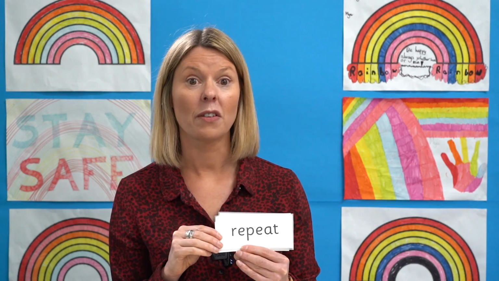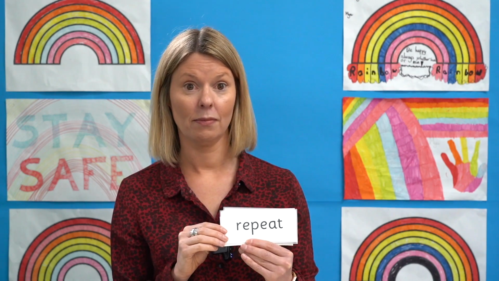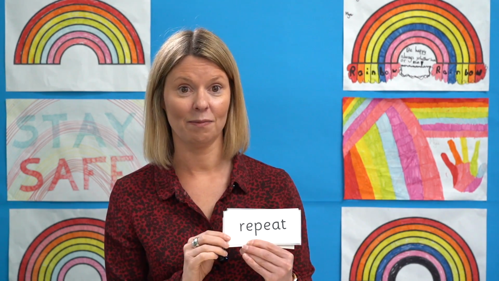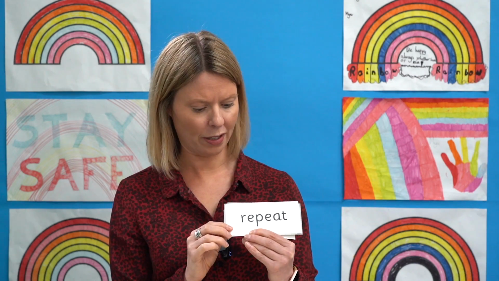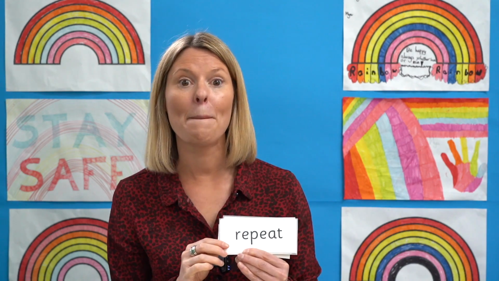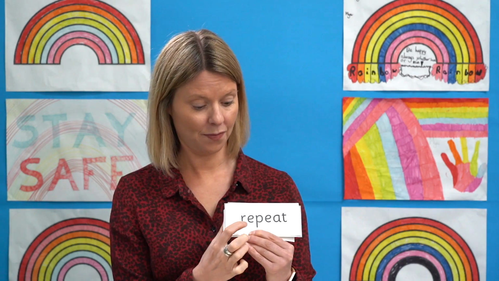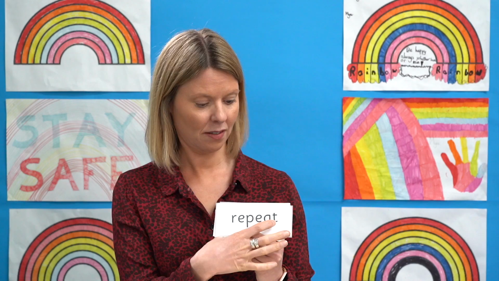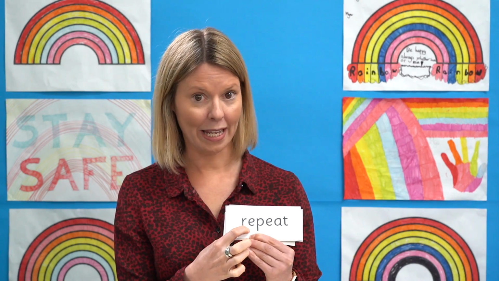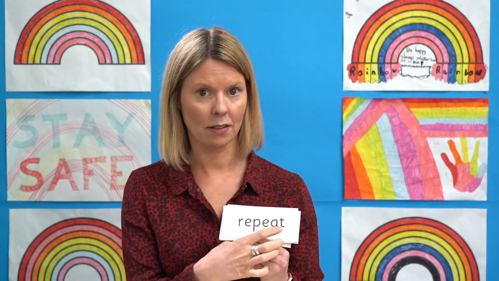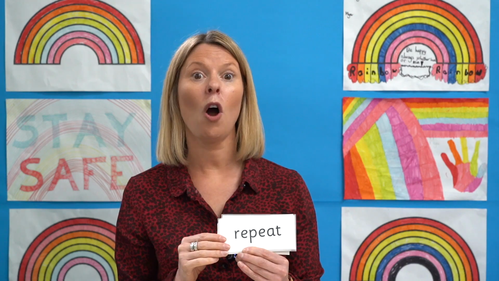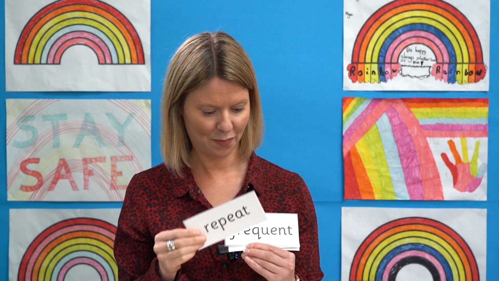Can you spot the digraph? Yes, you're right. The digraph is ee. Read each sound as I point. Now blend and read the word. R, ee, p, ee, t. Repeat. If you say something more than once, you are repeating yourself.